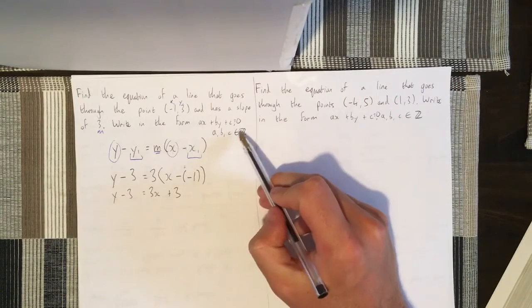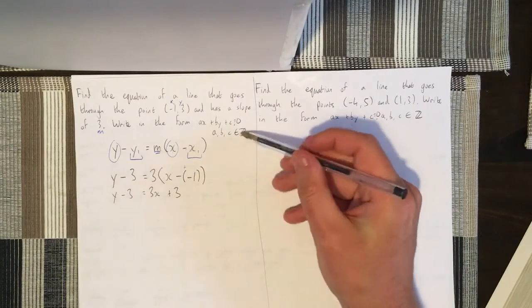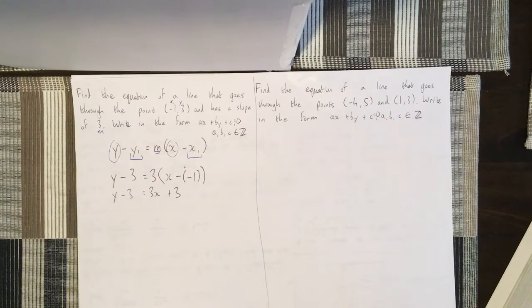A, B, and C are elements of Z. Z is integers, if you remember. Integers are positive and negative whole numbers. Okay, so whole numbers, so not fractions, not decimals.